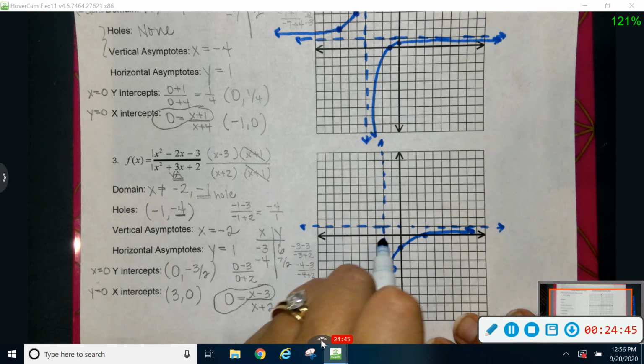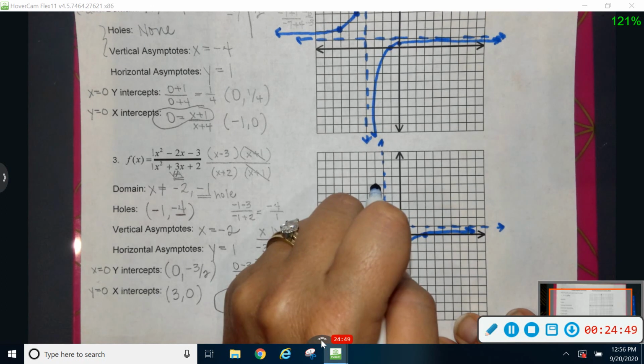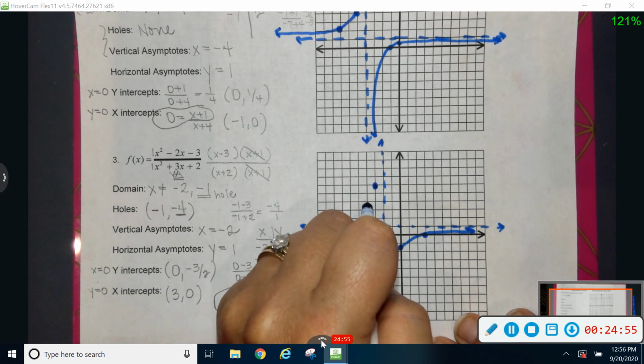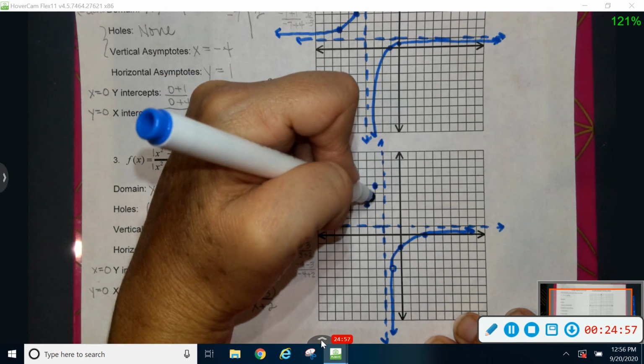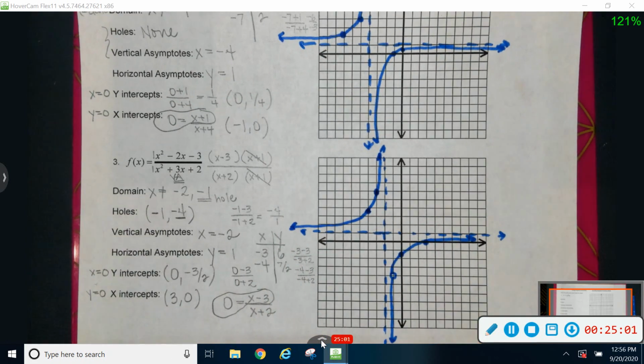So here we are at -3, up 1, 2, 3, 4, 5, 6. And here we are at -4, and what's that, 3.5, 1, 2, 3, 0.5. Again, making sense for what I'm expecting this graph to look like.